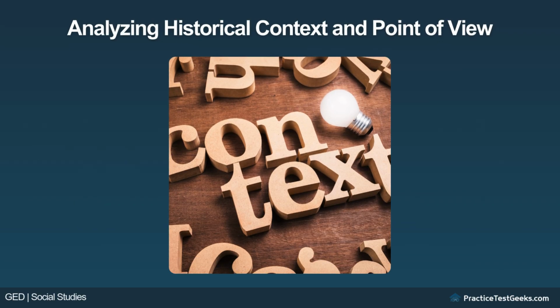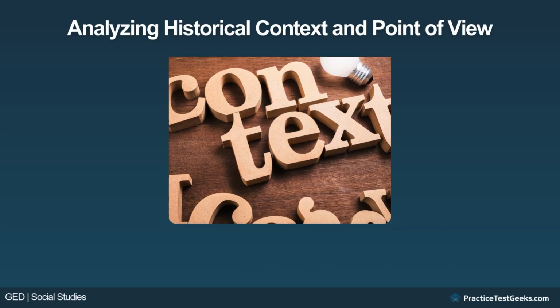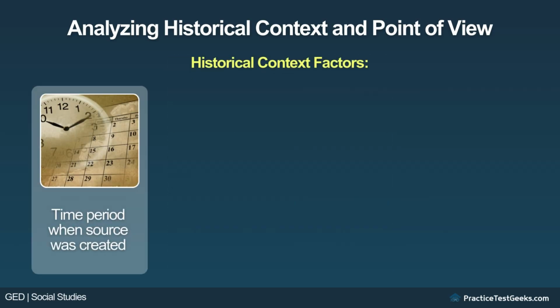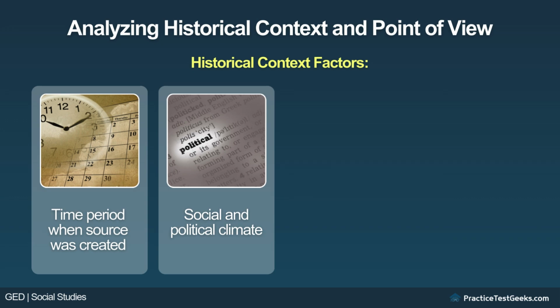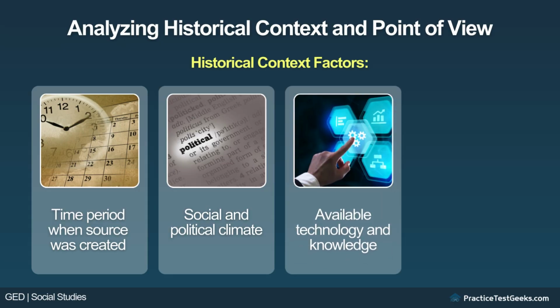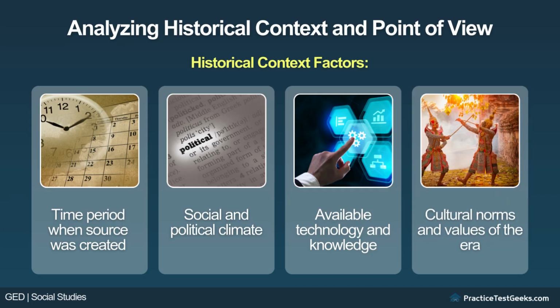Historical context factors help you understand why sources were created and shaped as they were. The time period when the source was created affects the available information and perspective. The social and political climate influences what authors feel safe or motivated to write. Available technology and knowledge determine what information was accessible. Cultural norms and values of the era shape what seemed acceptable or important to discuss.